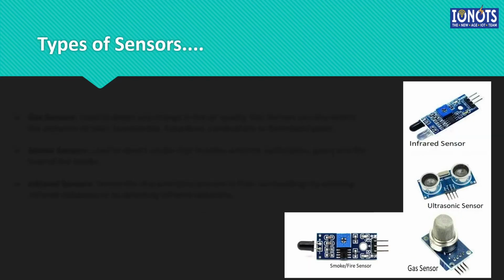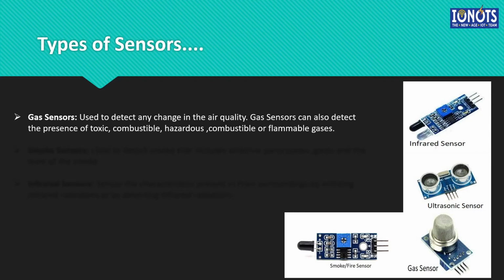The fourth category of sensors are gas sensors. A gas sensor is a device which is used to detect any change in the air quality. Gas sensors can also detect the presence of toxic, combustible, hazardous, or inflammable gases. There are a large number of industries such as mining, oil and gas, manufacturing, which use gas sensors. Gas detectors are mostly used in safety systems because they can detect a gas leak in an area.